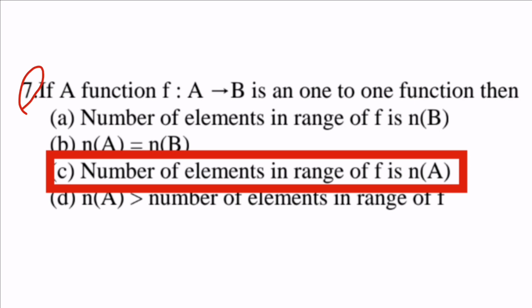MCQs 7. If a function f again from A to B is a 1-1 function, then which of the following is correct? Number of elements in the range of f is the number of elements in B. It is not necessary. Number of elements in A is equal to the number of elements in B. It is also not a necessary condition. Number of elements in the range of f is at least the number of elements in A. So this is the correct option.